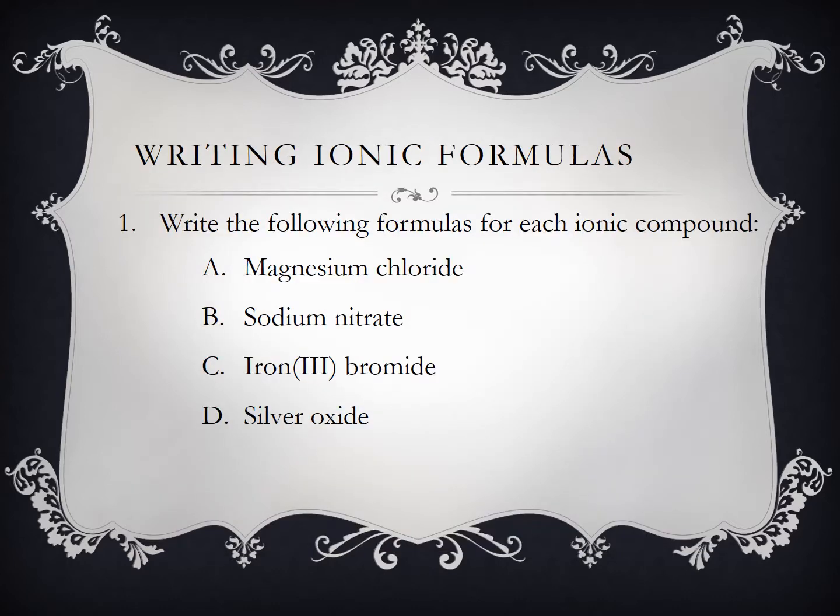Write the formula for each ionic compound. Magnesium chloride: +2 for magnesium, -1 for chlorine because it's in the halogen group, and what we do is drop and swap. So that 2, you drop the sign, so the plus and minus don't matter. The 2 goes to chlorine, that's why it's Cl2, and the 1 goes to Mg, that's why it's just Mg.